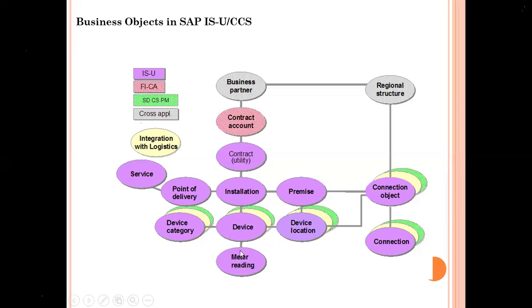Okay. So now our SAP ISU model has expanded, and they have added the regional structure, the services, point of delivery, and some device category and devices, which are again coming from the cross-functional applications like plant maintenance, SD, and MM, material management. So this is it for the day.